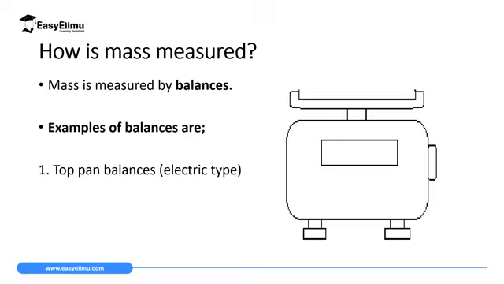Now, how is mass measured? Mass is measured by an instrument we call a balance, and when there are many we call them balances. Now we have two types of balances. The first one is what we call the top pan balance, and this one is an electrical type. It uses electricity. Either you insert it in a socket or you use a battery. We are going to realize that it's very accurate, and it's very easy to use.